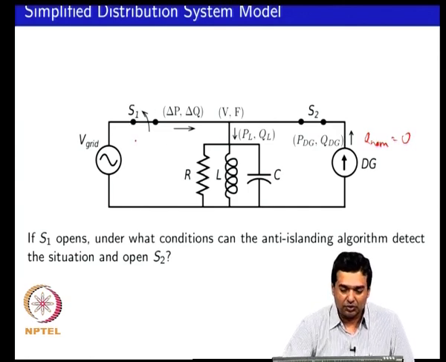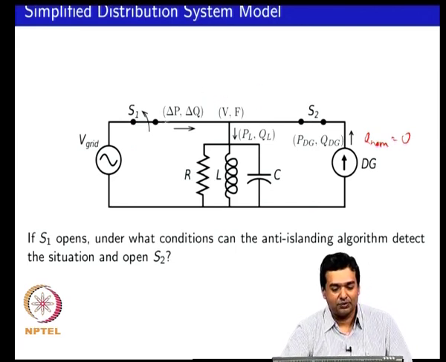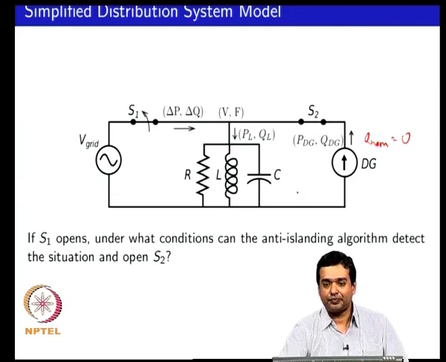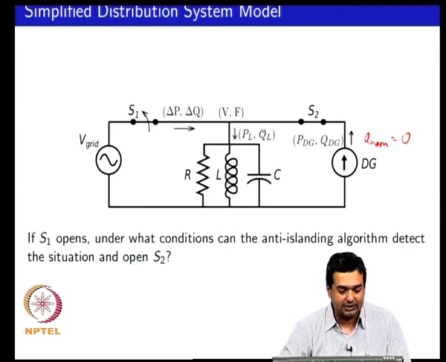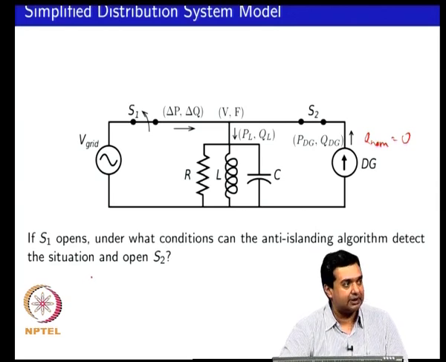So, the problem can be simplified as follows: when the switch is closed, your main grid sets the voltage and frequency seen by your RLC load. Then when the switch S1 opens, there might be some deviation in the voltage and frequency seen at this particular load, and can you operate switch S2, which is downstream, by looking at this voltage and frequency? Can you operate the switch S2 to actually disconnect the DG in response to the changed value of voltage and frequency? Okay. So, that is essentially the anti-islanding problem. If S1 opens, under what conditions can the anti-islanding algorithm determine that such a situation has occurred, and that it needs to open S2 as a result.